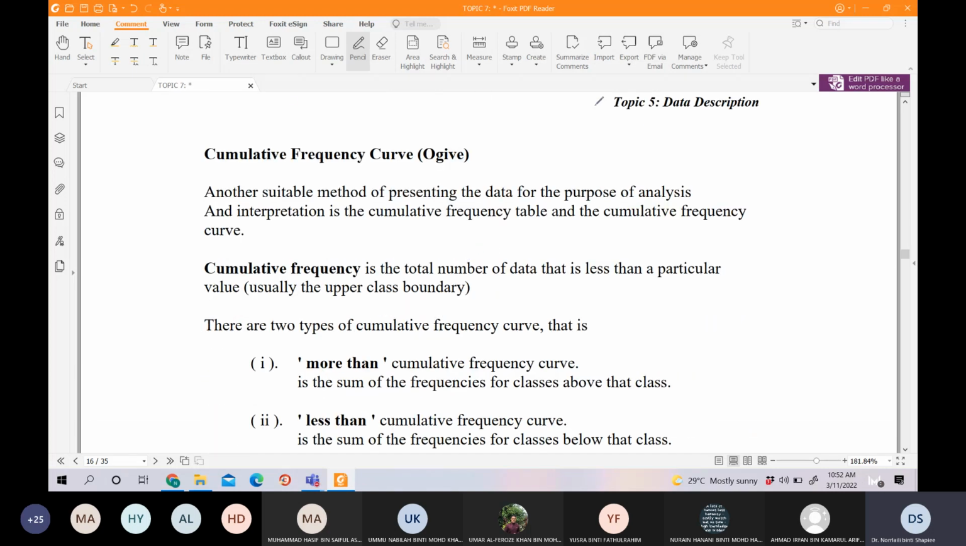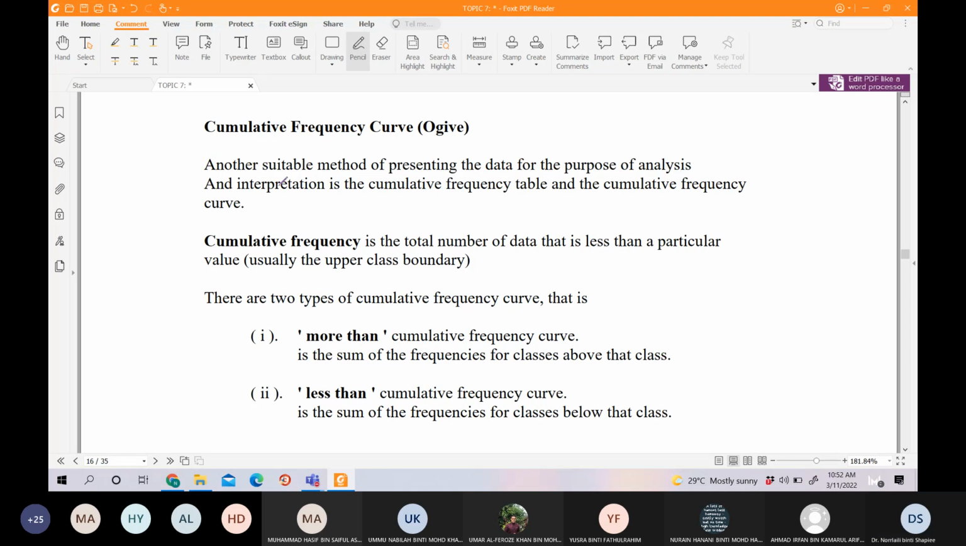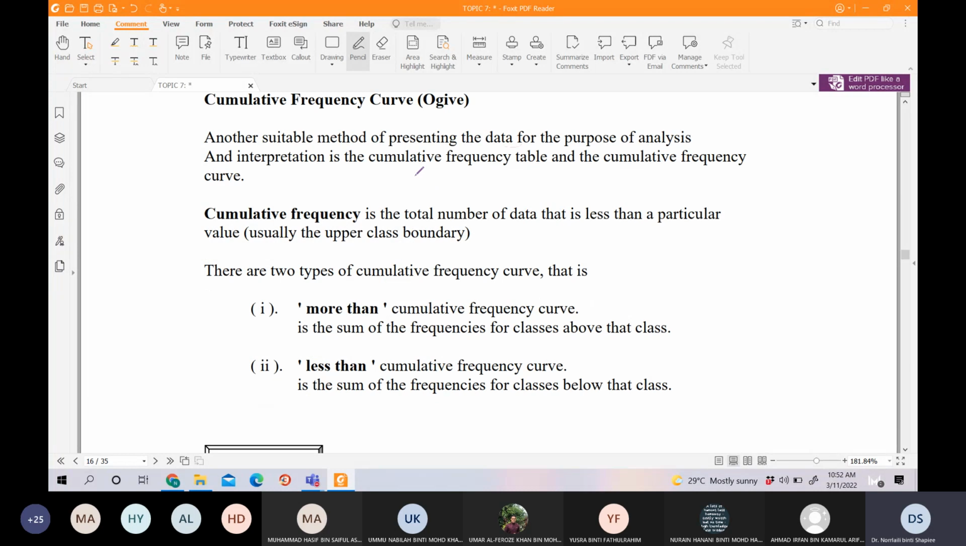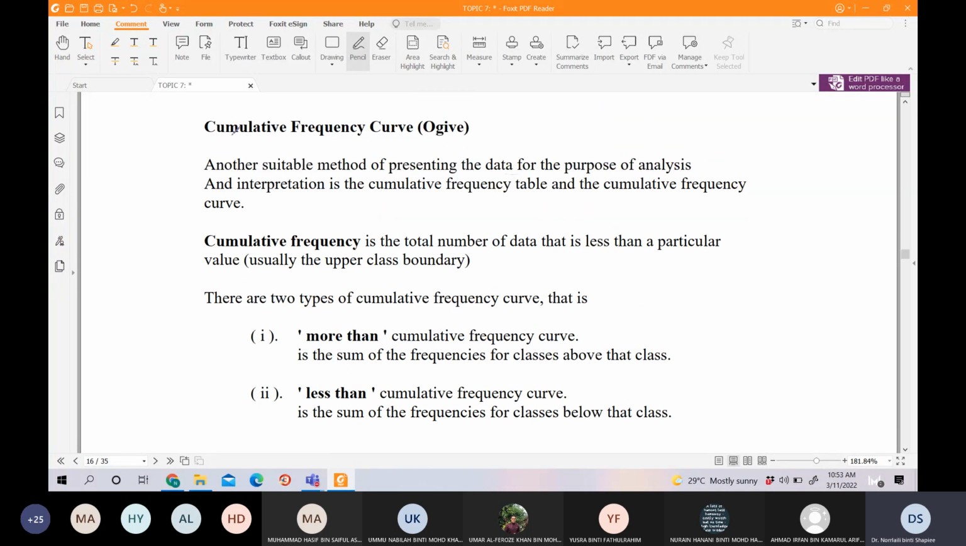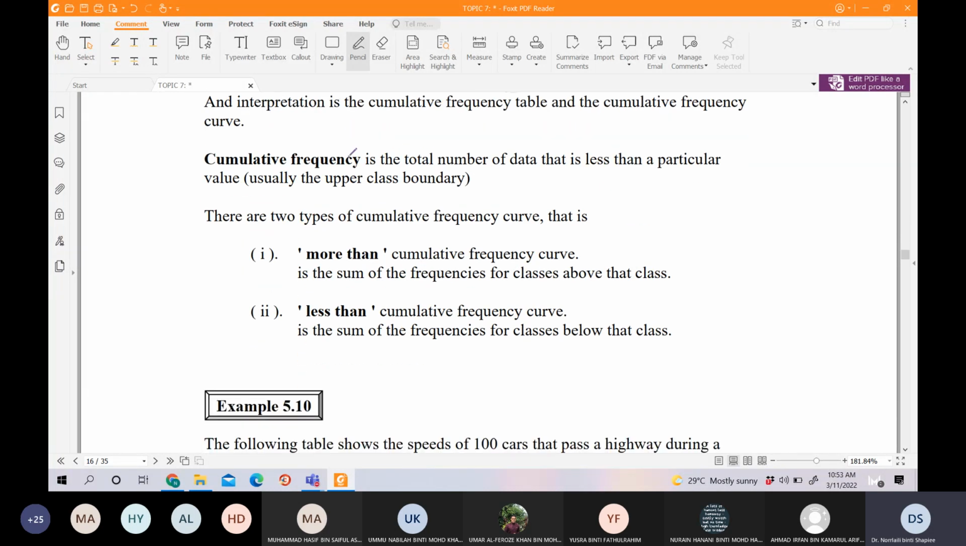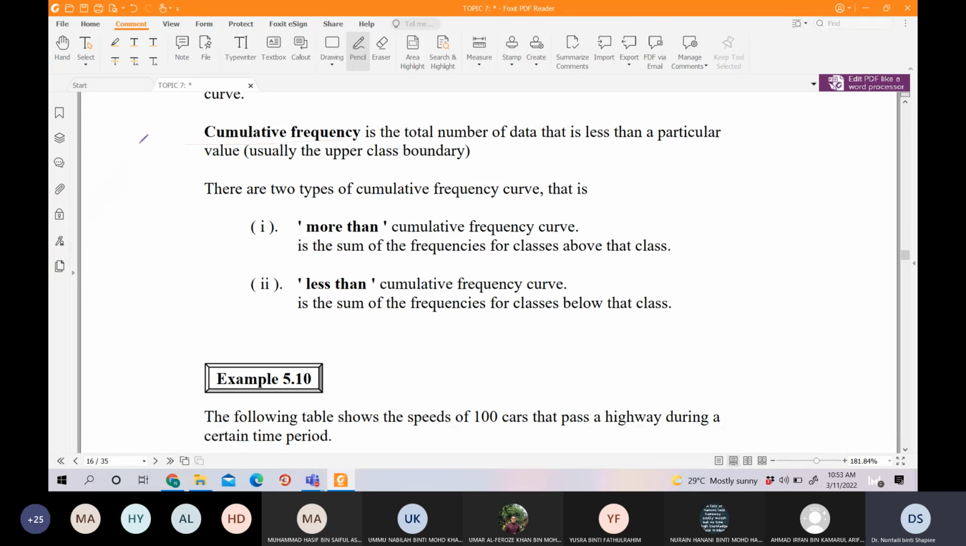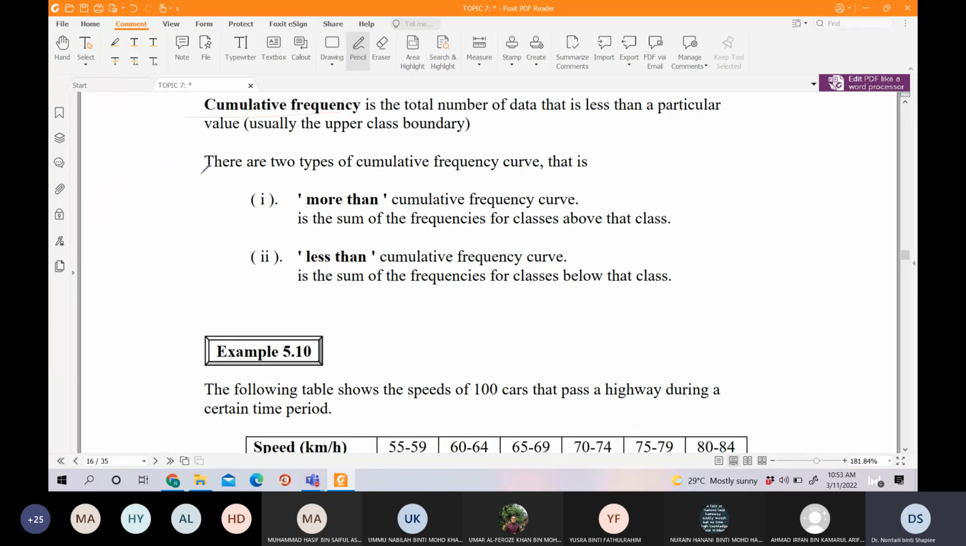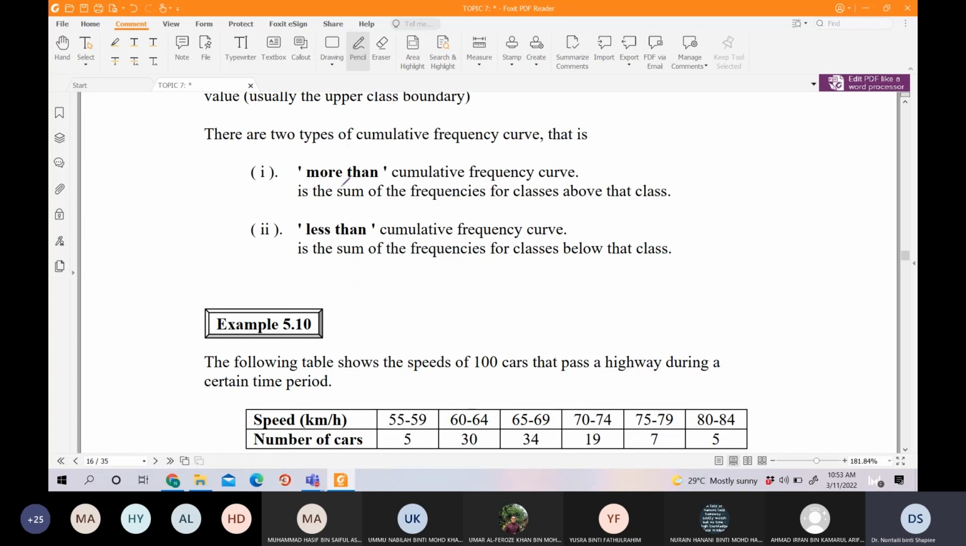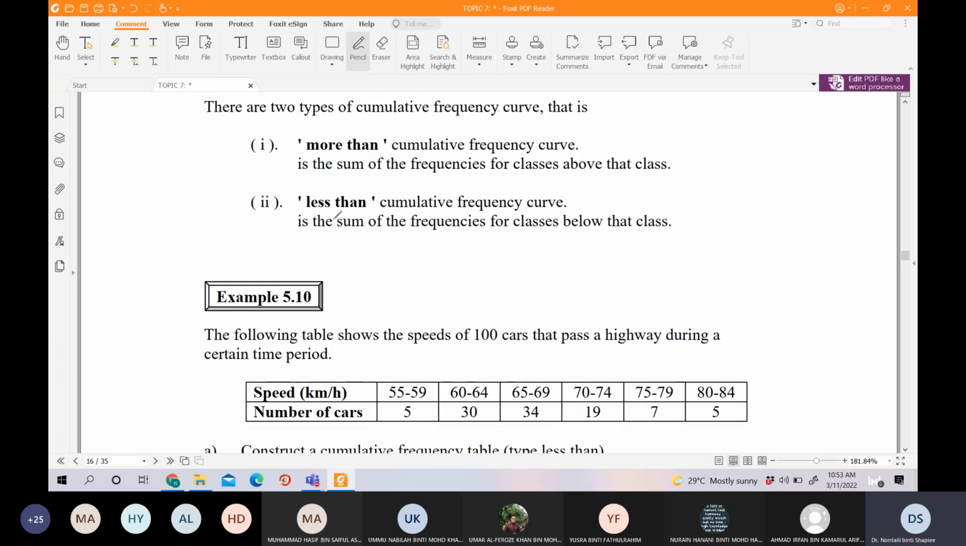Next, the cumulative frequency curve, or ogive. When we want to analyze the data, this is a method for presenting the data. Macam mana? Kita akan tengok cumulative frequency dia. Kita dah tahu cumulative frequency tu macam mana kan? So, we have to add the frequencies: the previous and the latest frequency you have to add. There are two types of cumulative frequency. The first one is more than, and the second one is less than.